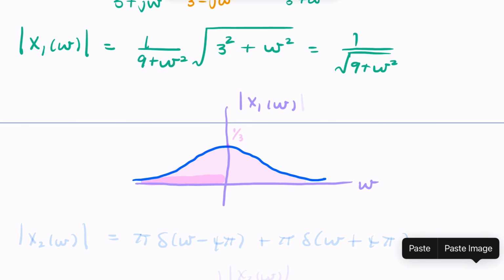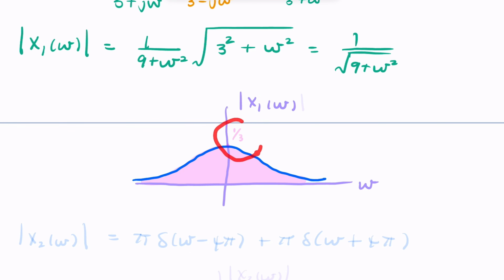And at omega equals 0, we would have 1 over 3. So if omega was 0, it would be 1 over square root of 9, which is 1 over 3. So that point there is 1 over 3. So that's our first plot.